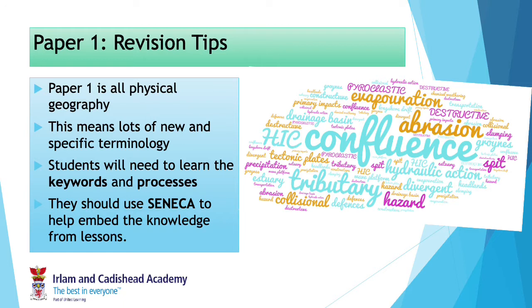In order to make sure that they know the keywords and processes for this paper, the best thing they can do is use the Seneca that we set to help embed the knowledge from the lessons. So going back and making sure that you know your rivers terminology, you know what a tributary is, you know what a confluence is, you know the different layers of the rainforest, and just making sure that it is absolutely definitely in there. If a student is revising on paper, the best way to do this is to write it down and make notes, and just keep practicing those keywords, and that will really help with that paper.